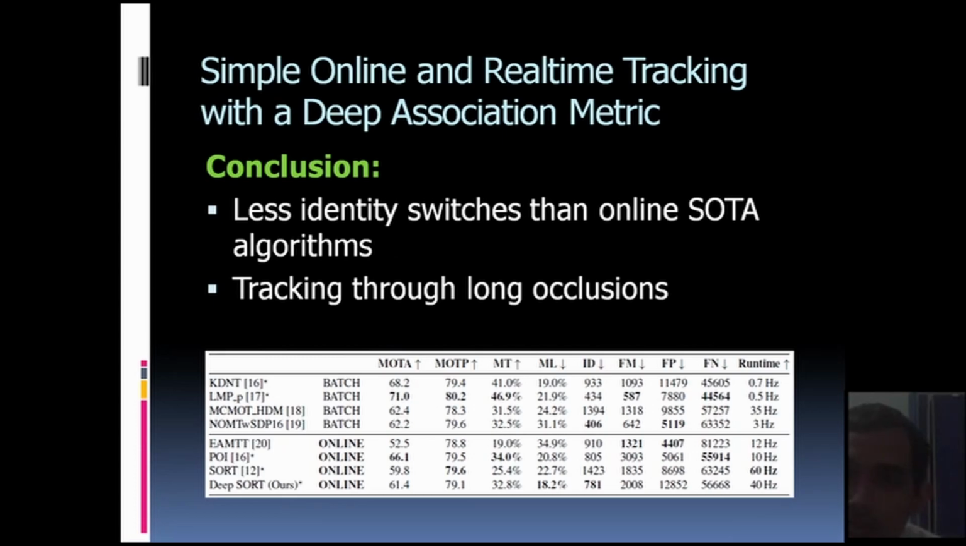So, in conclusion, this approach returns the fewest number of identity switches of all online methods, including EMTT, POI, and SORT. It is possible to track for longer periods of occlusion due to using the tree-brain model.